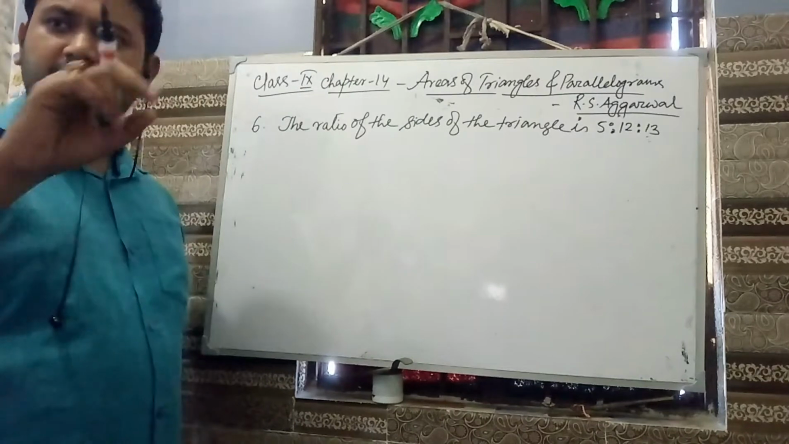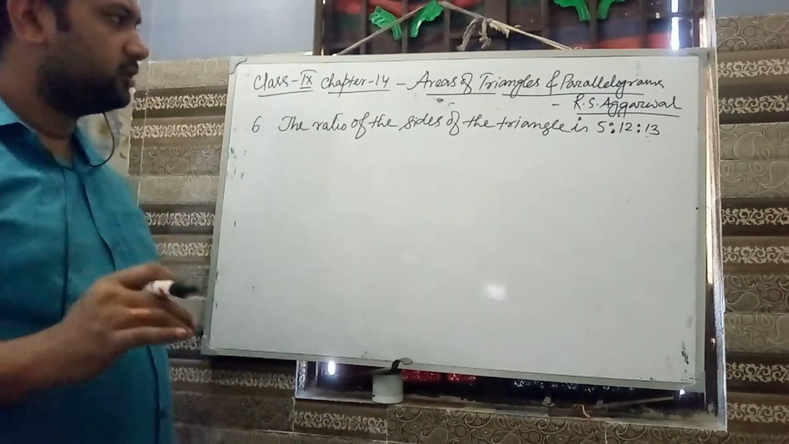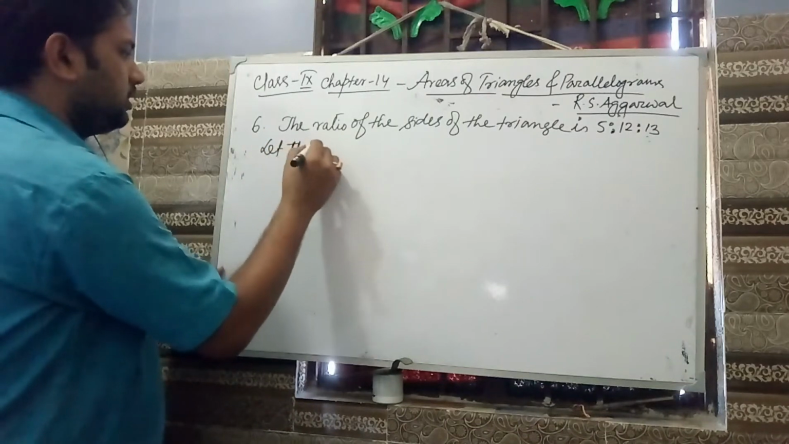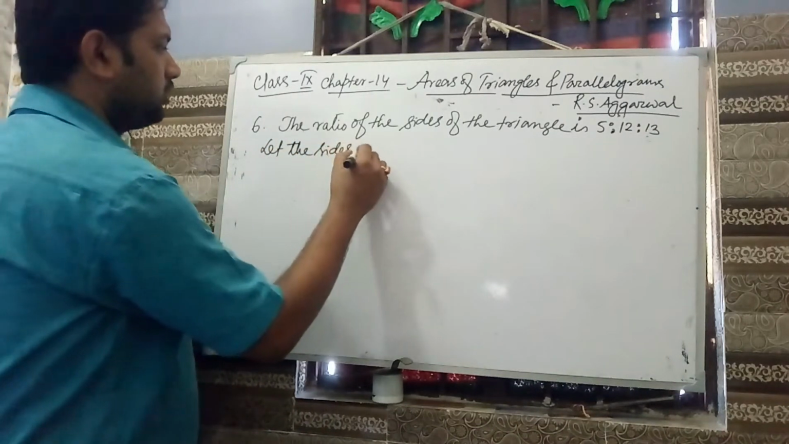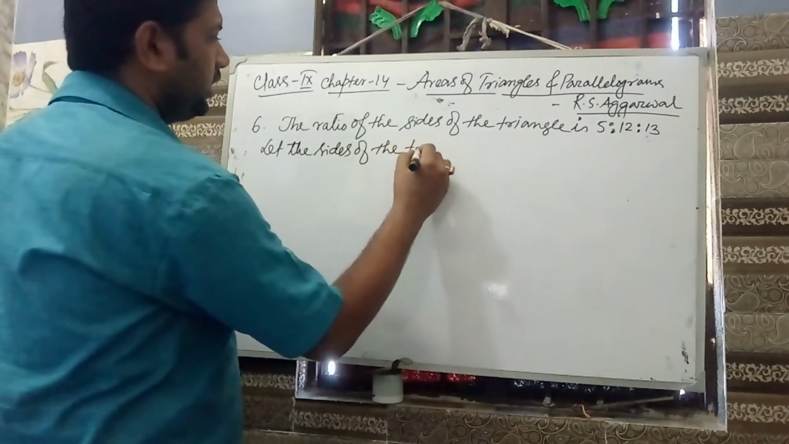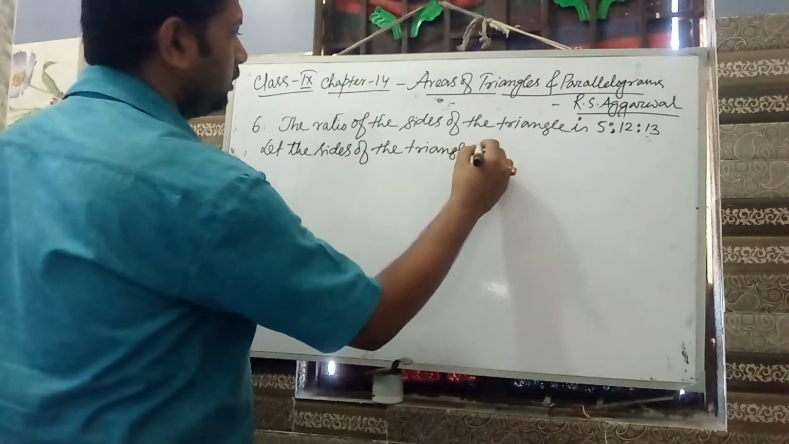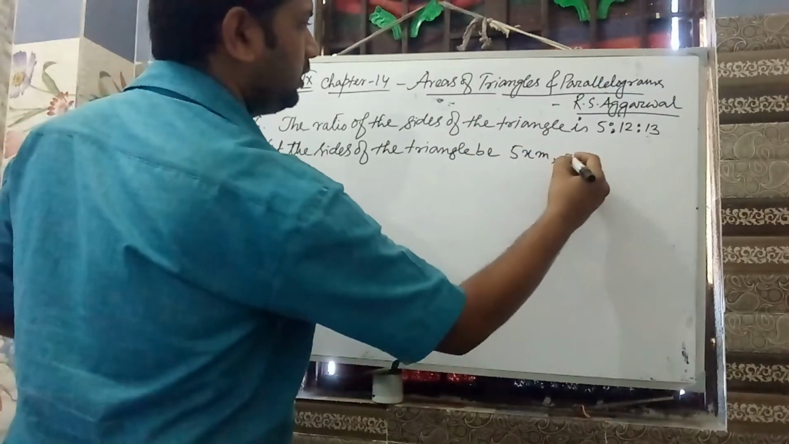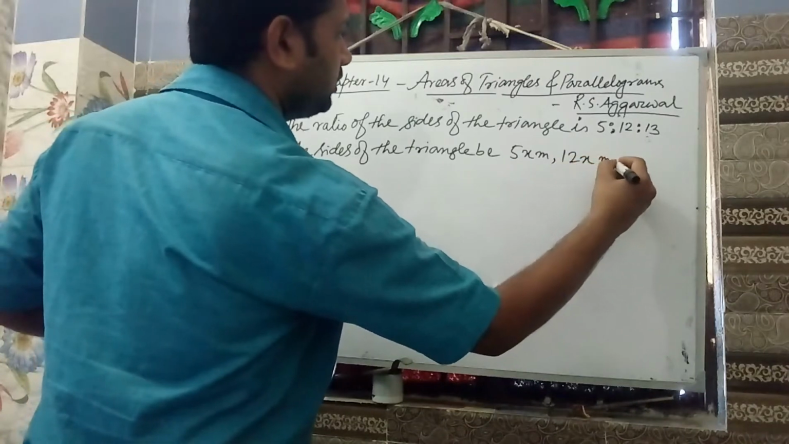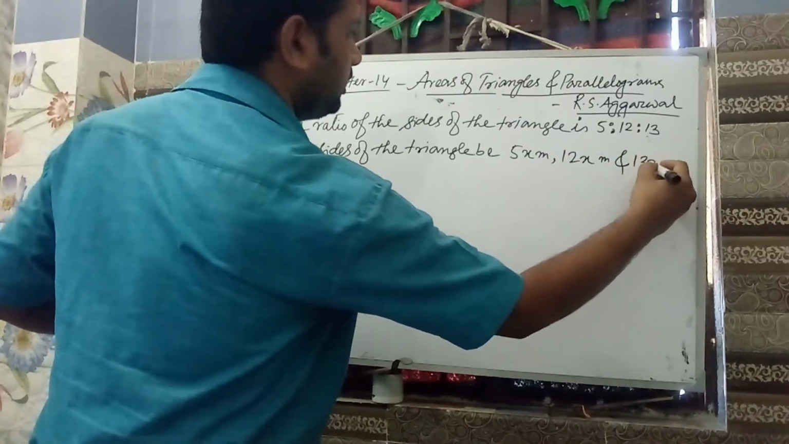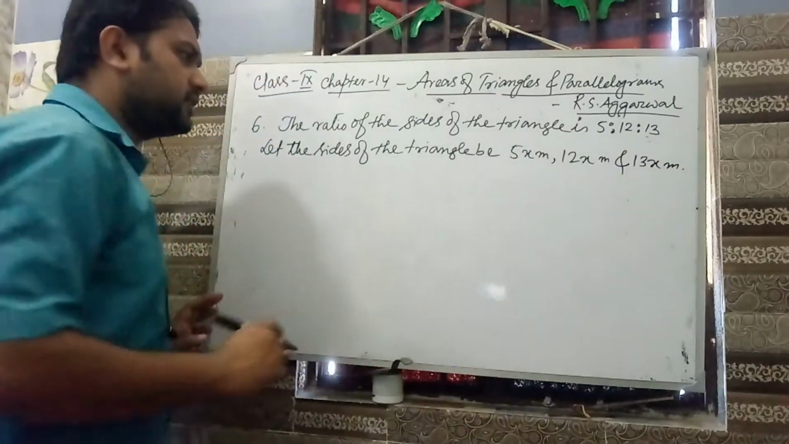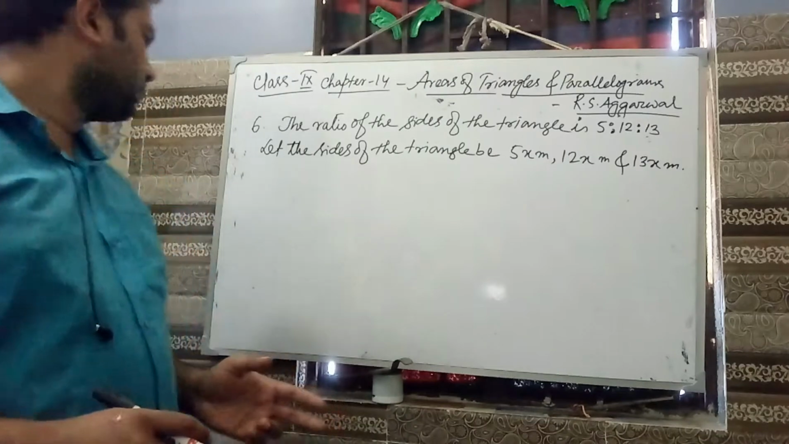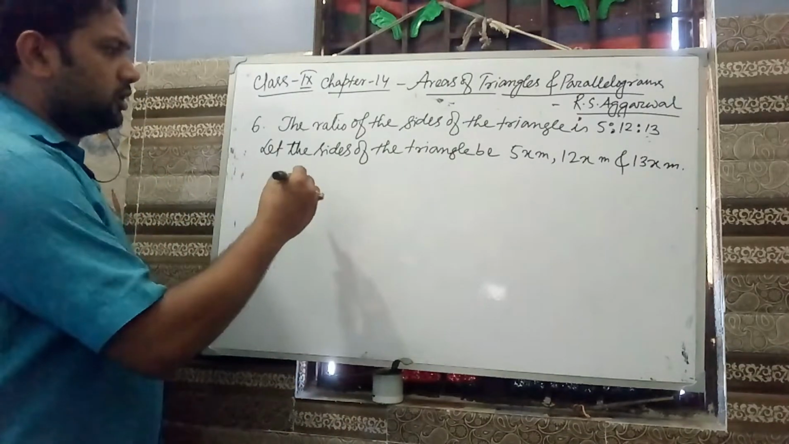The perimeter is in unit meter. So you have to consider, let the sides of the triangle be 5x meter, 12x meter and 13x meter. Why the sides are in meter? Because the perimeter is in meter. Clear?